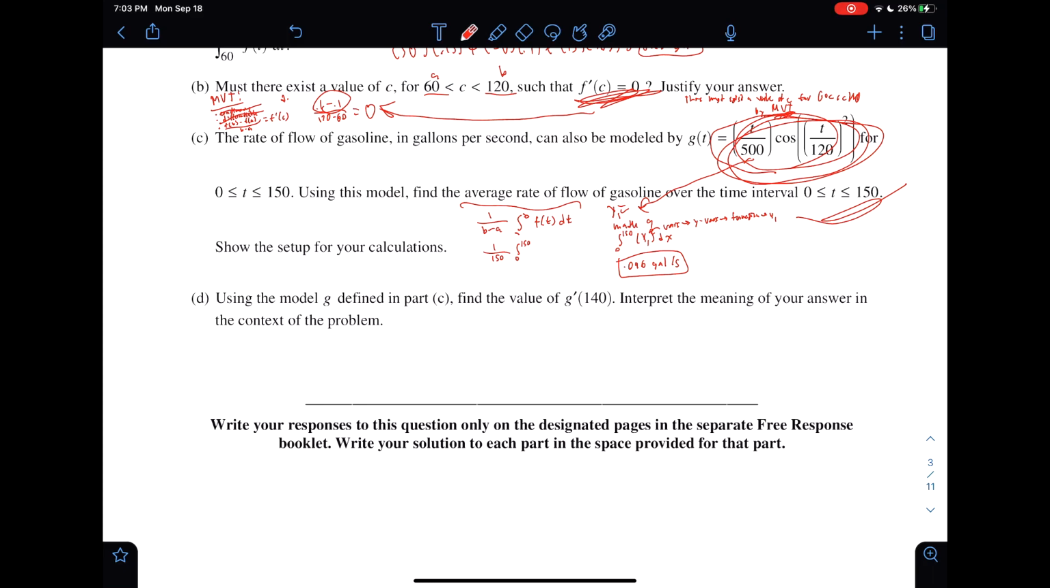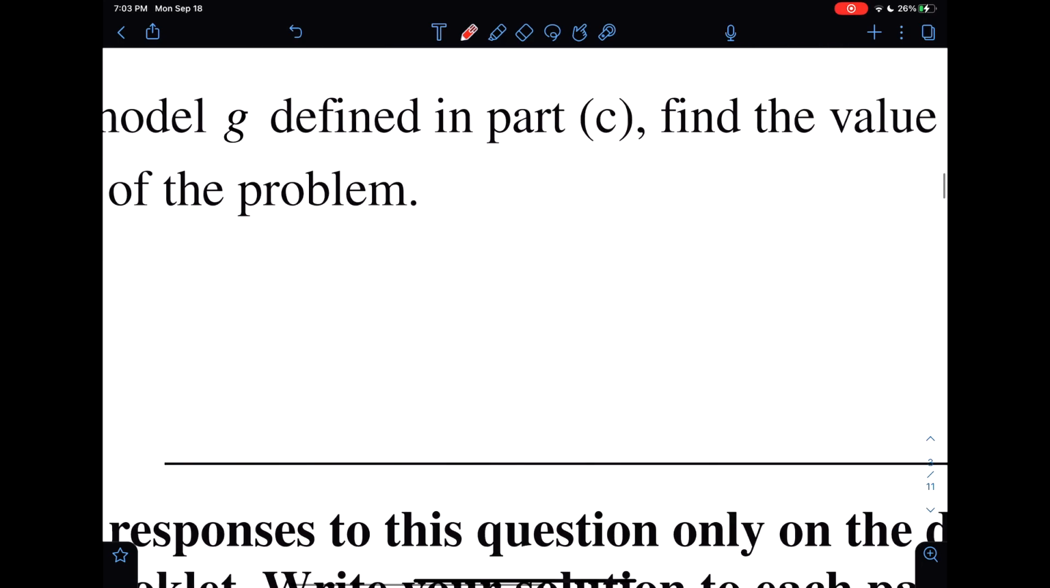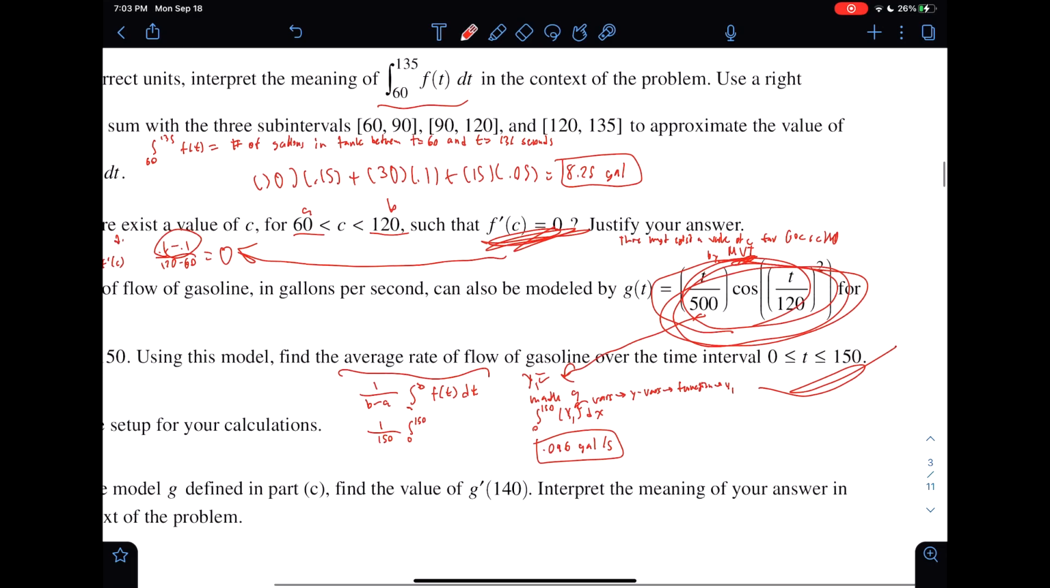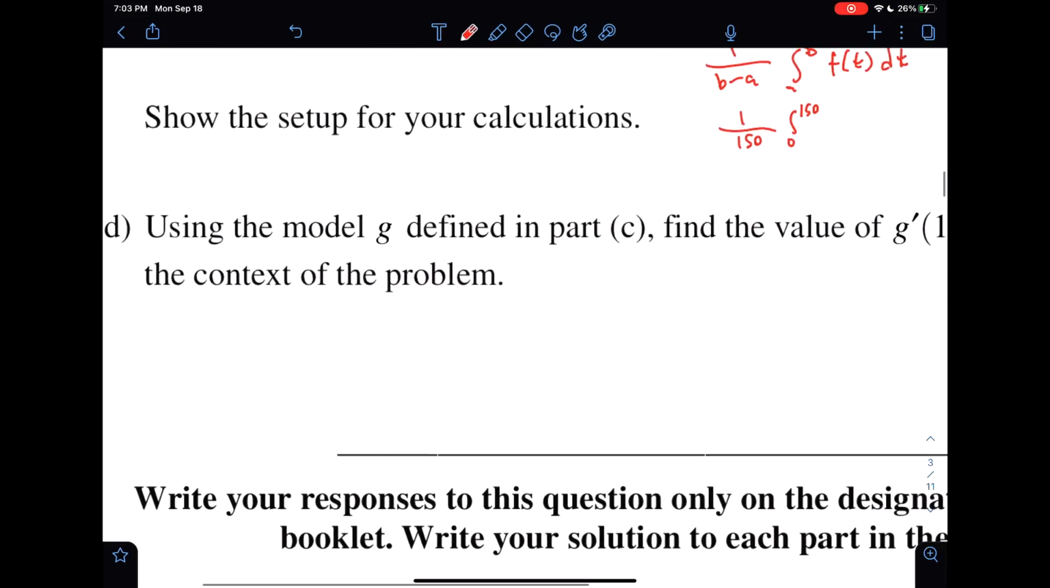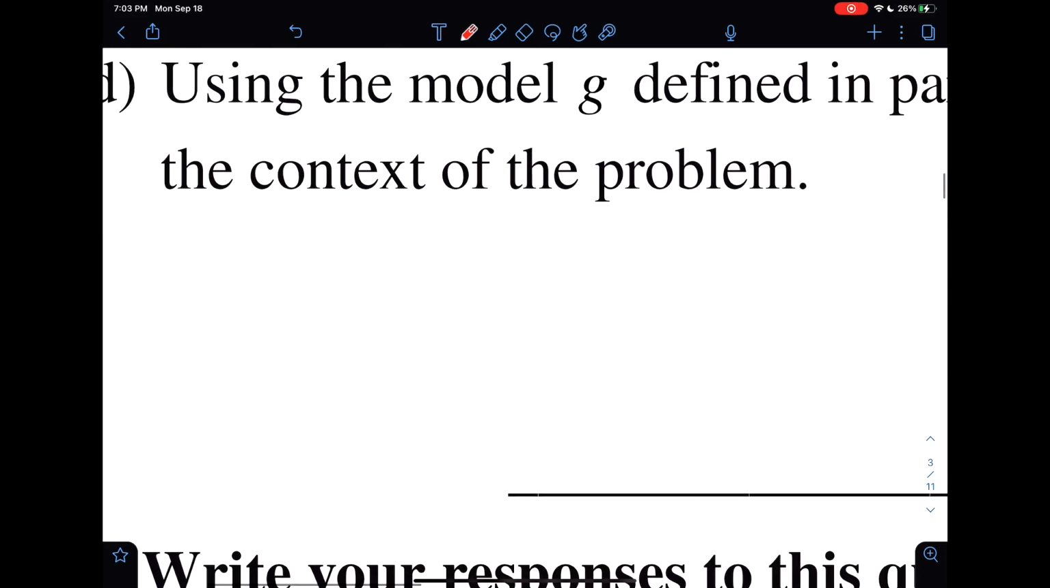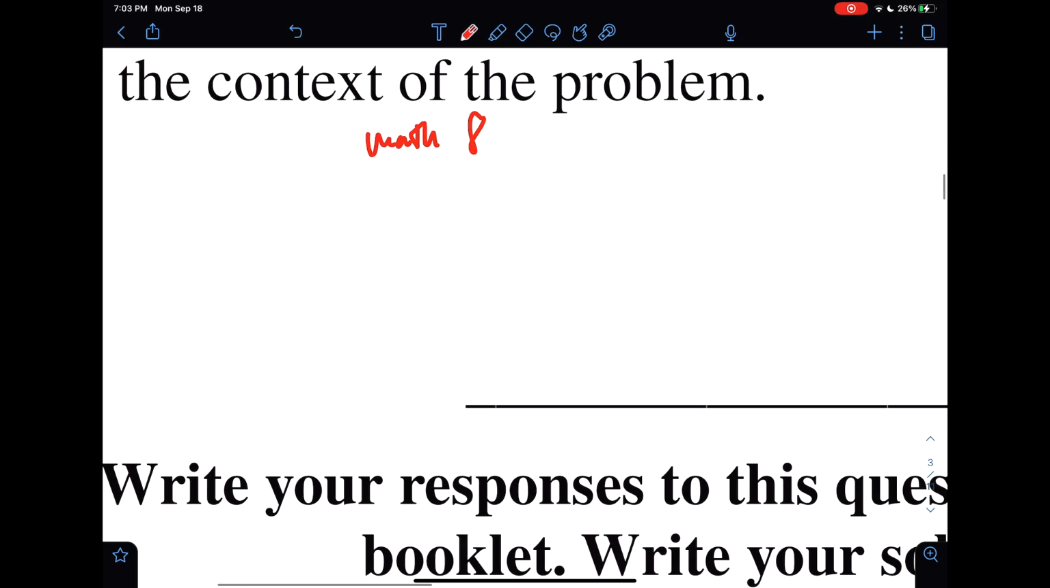So, part D. Using the model G defined in part C, find the value of G'(140), and then interpret the meaning of your answer in the context of the problem. For this one, make sure that this whole equation is still stored in y1. Now, instead of integrating, you're going to press math, and then 8. That should be your derivative.